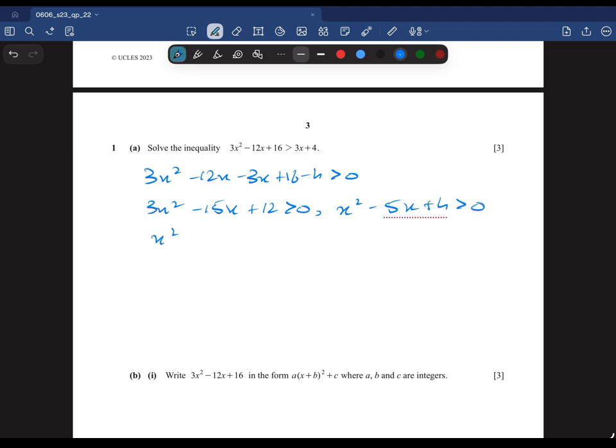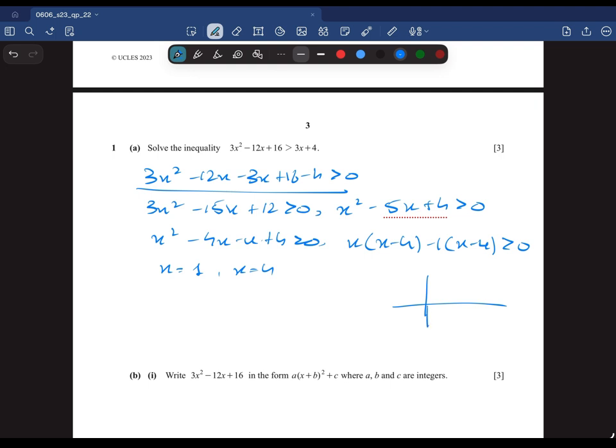Using simple factorization, I can deduce that these would be the factors: x minus 1 and x minus 4, all of that is greater than 0. And the critical values would be x equal to 1 and x equal to 4. Now, this entire expression is greater than 0. So, for example, let's just draw a sketch. The critical value 1 and the other value of 4. We're looking for this particular range.